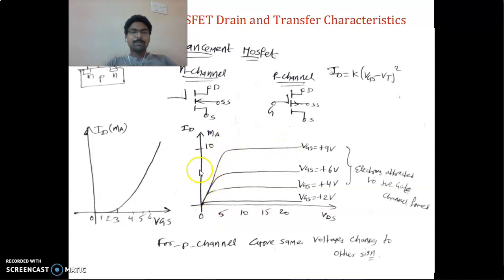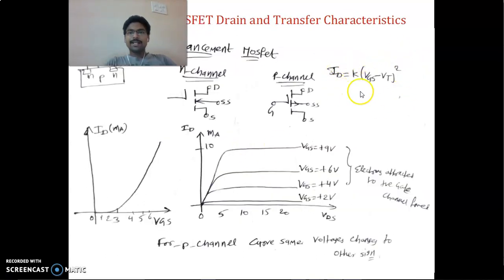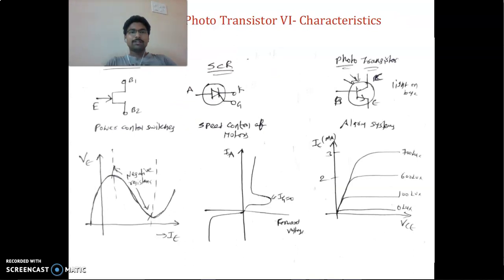The same thing will be put in the transfer characteristics. That is, the transfer characteristics is drawn between the input voltage VGS and the output current. As VGS increases, the current ID is going to increase. Here the drain current ID is equal to K into VGS minus VT whole square, which is the equation for the enhancement MOSFET. Please remember this one. This is the enhancement MOSFET. Now we will see the UJT, SCR and phototransistor VI characteristics. These are the symbols.